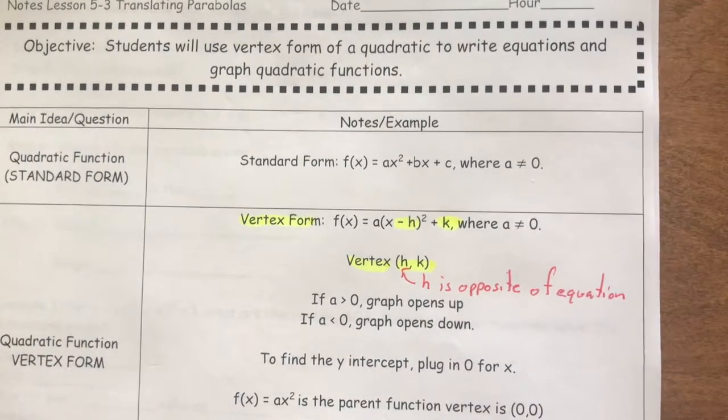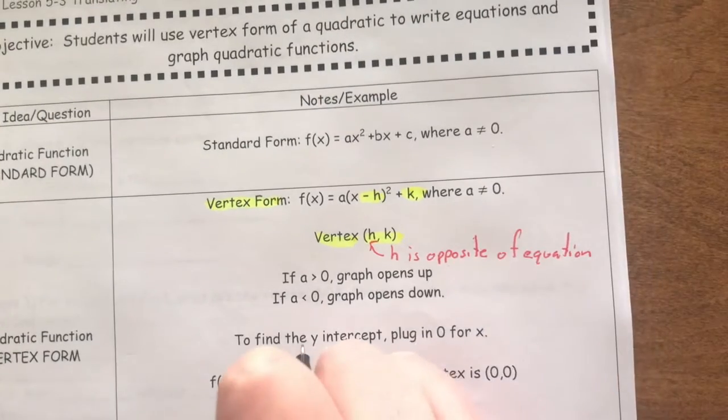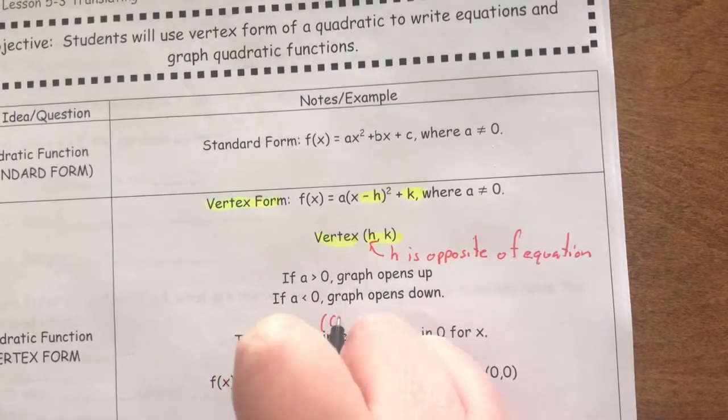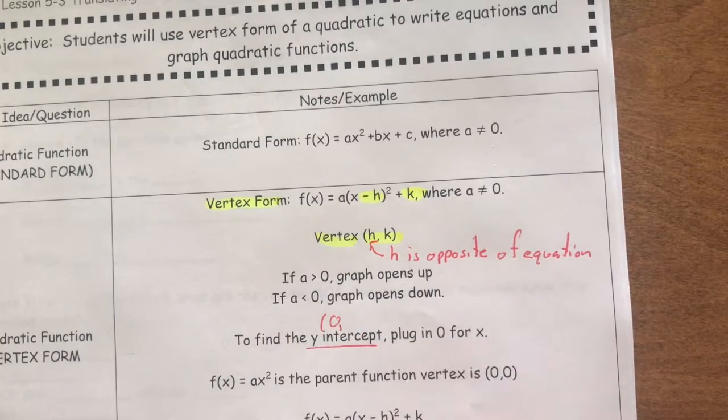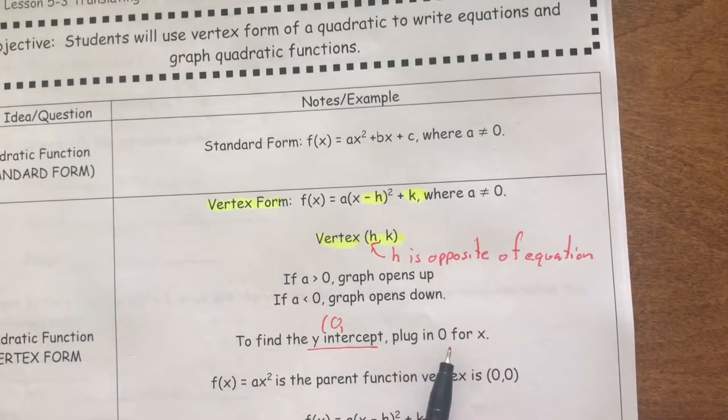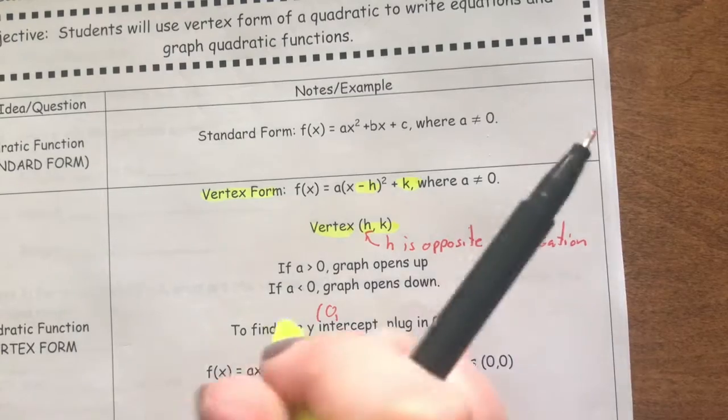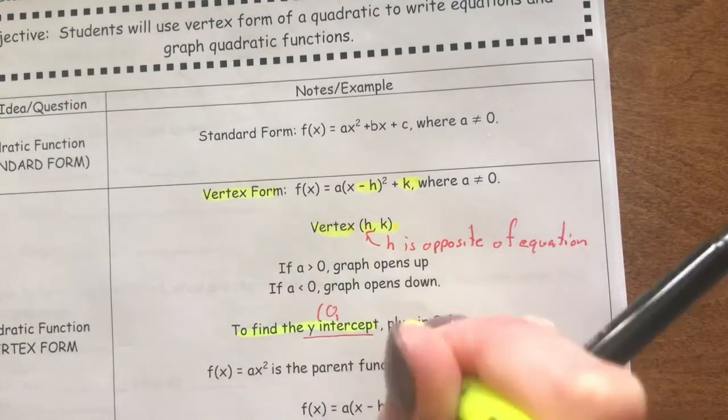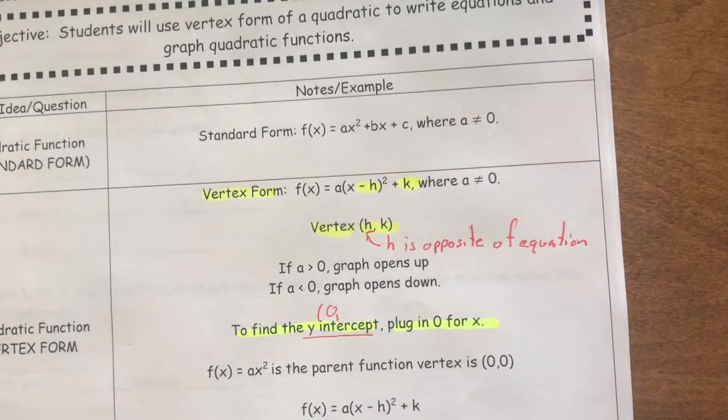We'll be able to find the y-intercept when we are given our function in vertex form. We know that the y-intercept has an x-coordinate of 0. So if I want to find the y-intercept, all we have to do is plug 0 in for x. So we have to use our knowledge that the y-intercept has an x-coordinate of 0. If we plug 0 in for x, we're going to be able to find the output that'll give us the y-intercept.